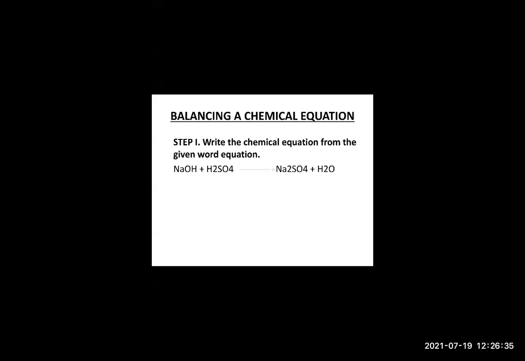So if the number of atoms of each element is not the same on the two sides of the equation, what do we call such an equation? Unbalanced. Very good. It is called an unbalanced equation. If you are not balancing the equation, it is an unbalanced equation. Now on my screen, you can see one chemical equation: NaOH plus H2SO4 gives Na2SO4 plus H2O.